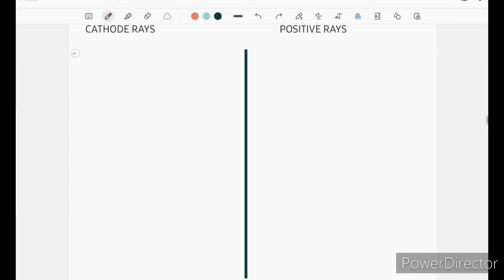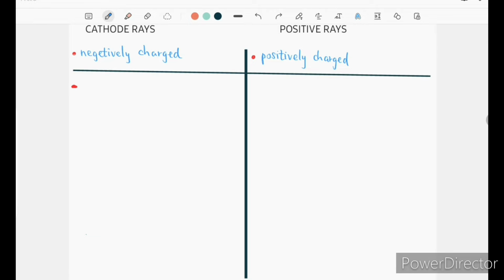In this video, we will discuss questions regarding cathode rays and anode rays. First, we will compare the characteristics of cathode and anode rays. Anode rays are also known as positive rays. Cathode rays are negatively charged and positive rays are positively charged.